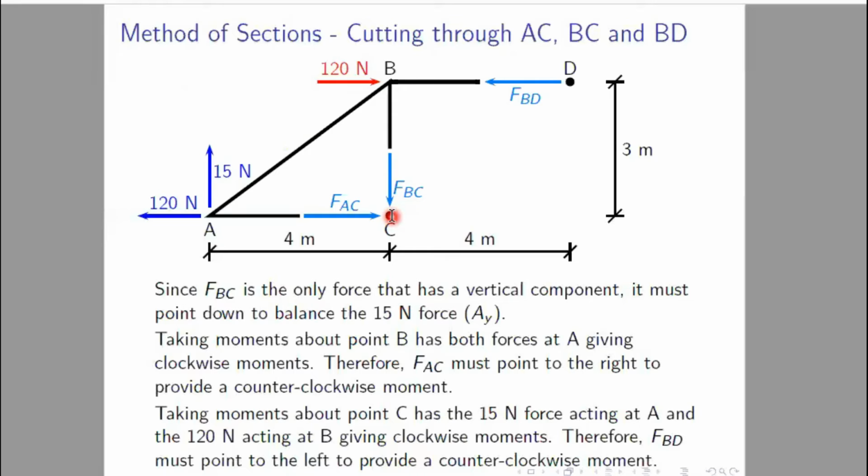So in order to maintain equilibrium, FBD must act counterclockwise. If we apply a counterclockwise force in this particular member, then it will be compressive as per the sign convention. That's why we have taken the direction of the member forces like this: these are tensile, and FBD is compressive in nature.